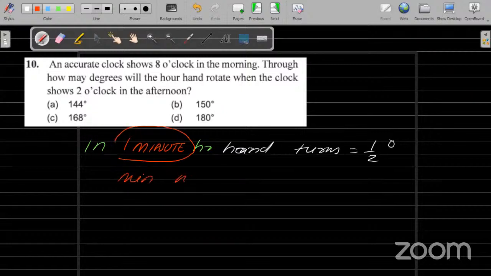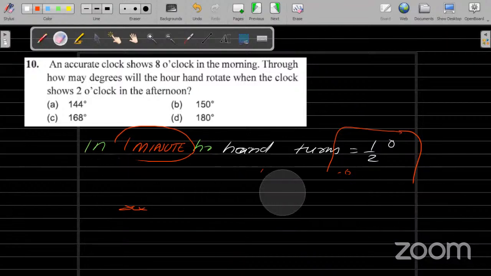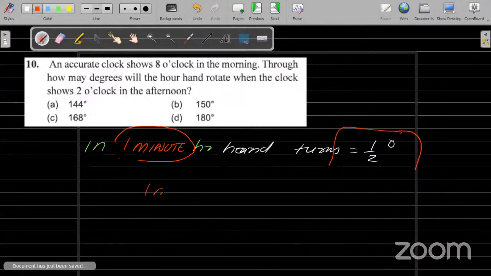The minute needle turns 6 degrees, and the second needle turns 360 degrees. Those who don't know this, just take it as heard. In 1 minute, the hour needle turns half a degree, the minute needle turns 6 degrees, the second needle turns 360 degrees. So we need to think of only the hour needle in this question. Hour needle turns half a degree in 1 minute.